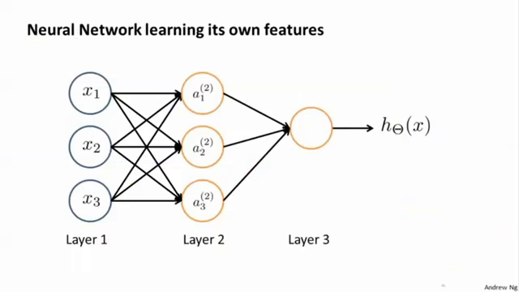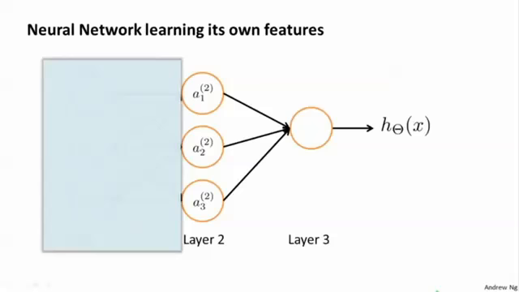This forward propagation view also helps us understand what neural networks might be doing and why they might help us learn interesting nonlinear hypotheses. Consider the following neural network, and let's say I cover up the left part of this picture for now. If you look at what's left in this picture, this looks a lot like logistic regression, where we're using that node, that's just a logistic regression unit, to make a prediction h of x.